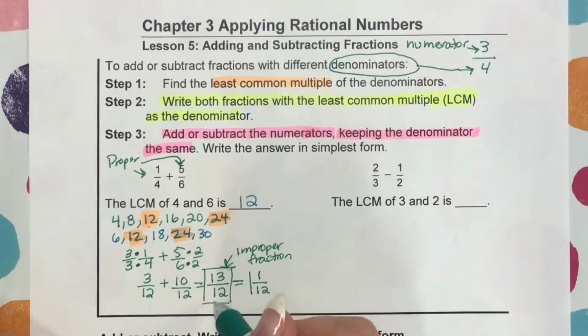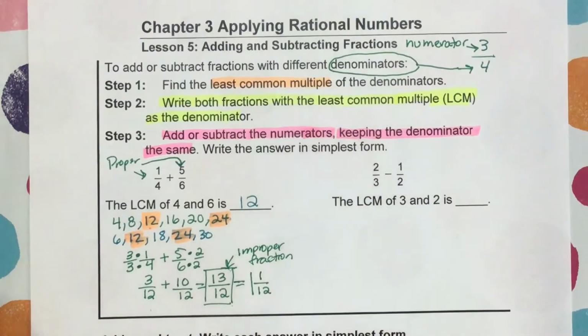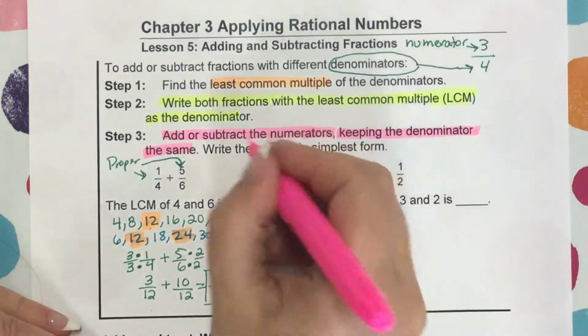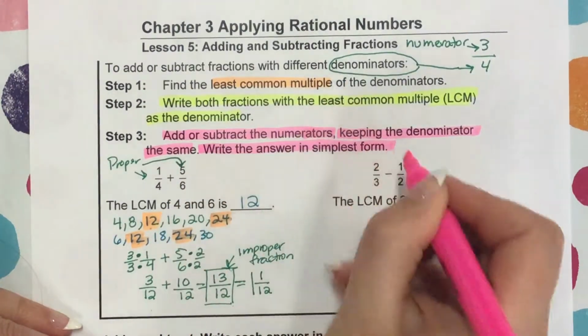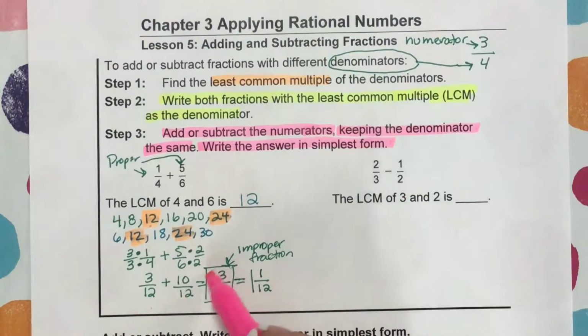And when you get into upper mathematics, you really get comfortable with improper fractions, and it's really a lot easier just to leave it like that. But sometimes we will change it to mixed numbers, especially when you're dealing with story problems. The last part of step 3 is just to write in simplest form. That's in lowest terms, to make sure that there's no common factors with the top and the bottom. And you can look here, there's no common factors between 13 and 12, so that is in simplest form. So there you go. Those are both the answers.